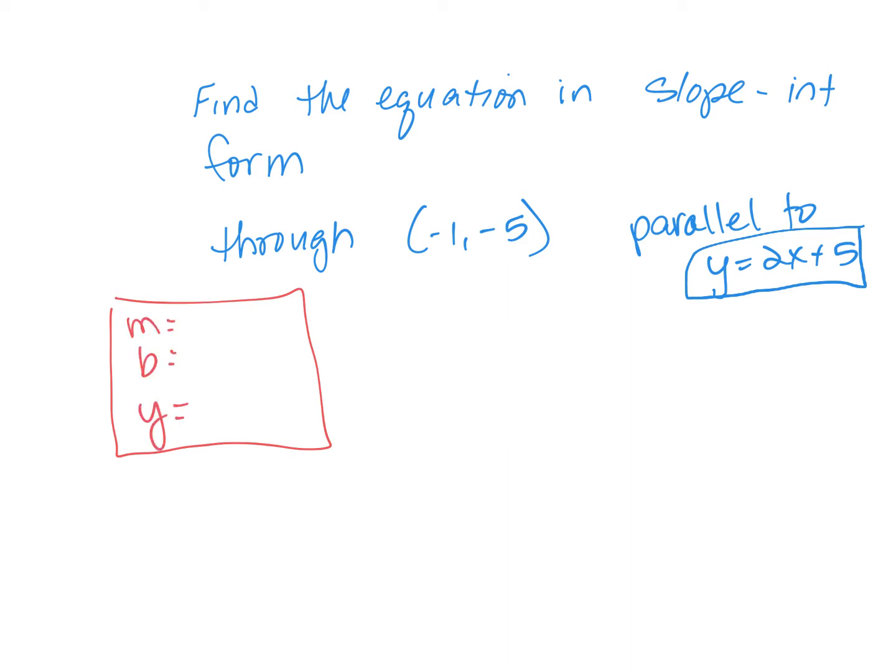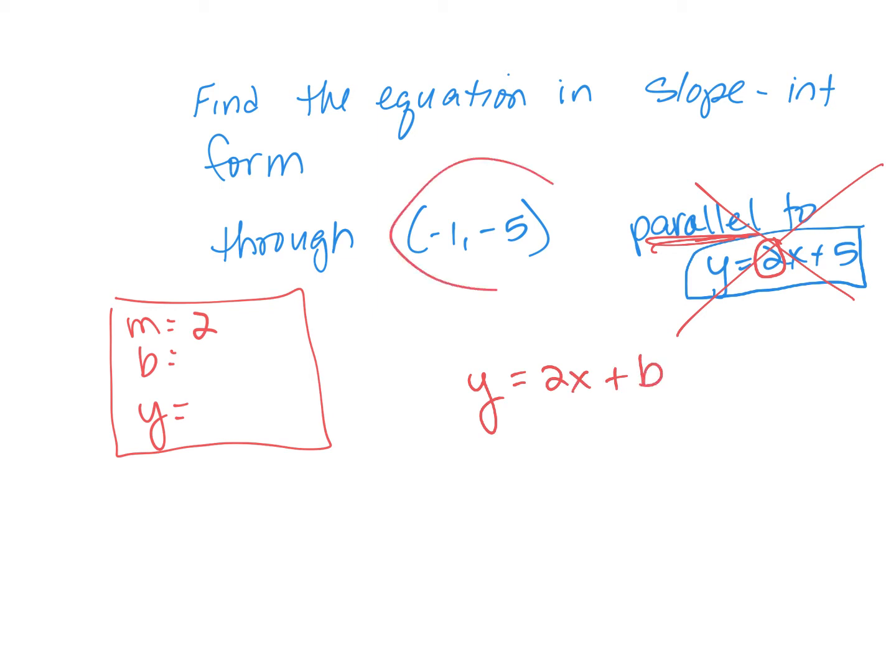Since the lines are parallel, what do we know about the slope? It's the same. So I'm going to take the slope off of this guy, and then he's gone. We're not going to use him anymore for anything. Now I need to find b, and I know my slope is 2. But I have a point that it goes through.